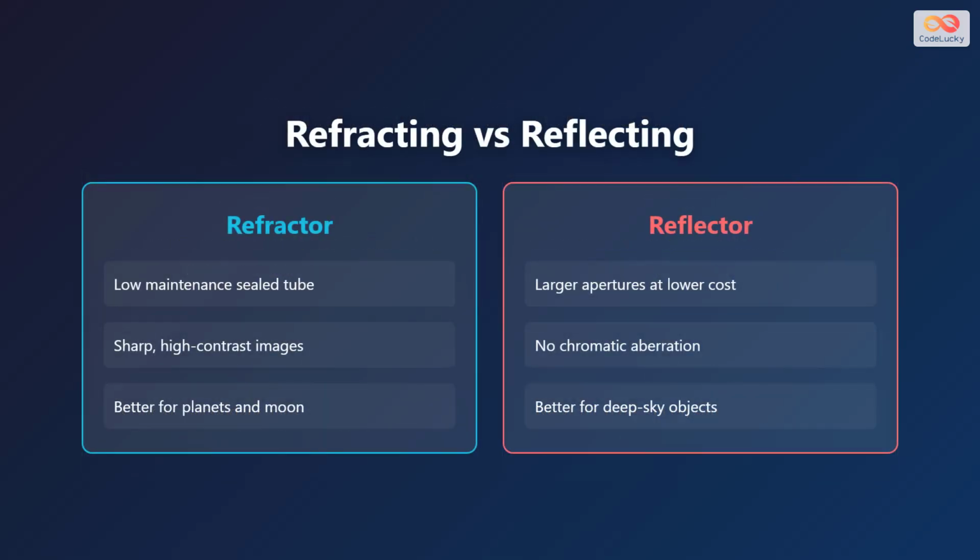Let's compare refracting and reflecting telescopes. Refractors have several advantages. They feature a sealed tube design that requires low maintenance and protects the optics from dust. They produce sharp, high-contrast images, making them excellent for observing planets and the moon in fine detail. On the other hand, reflectors also have distinct advantages. They can be built with much larger apertures at a lower cost compared to refractors. They don't suffer from chromatic aberration, which is a color distortion that can affect lenses. And their larger apertures make them better suited for observing faint deep sky objects like galaxies and nebulae. Each type has its strengths, and the choice depends on what you want to observe.